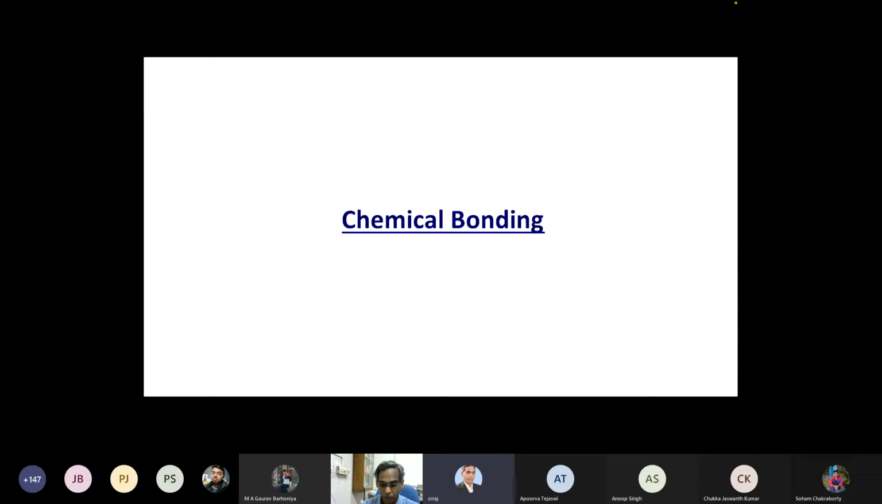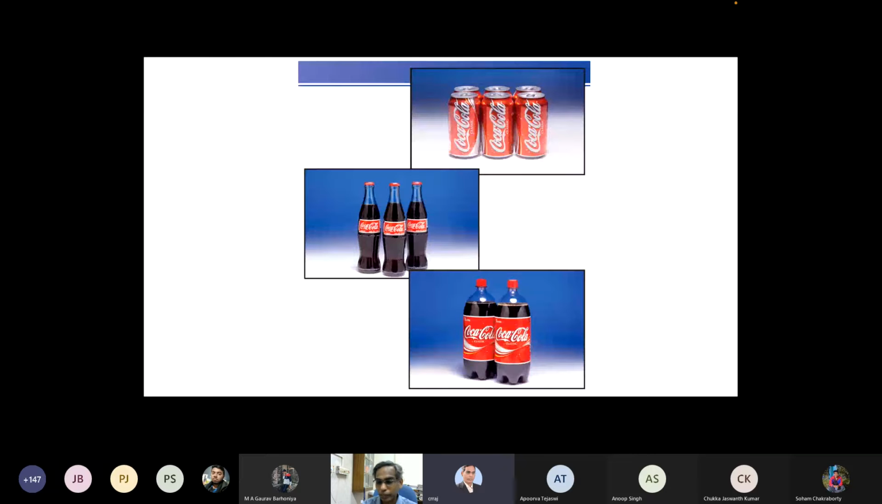Okay, so the chemical bonding. You can see here I have given three pictures. All three are basically a Coca-Cola bottle. Here you have a metal, the can, made of metal. Here you have silica. But here you have plastic, that is nothing but carbon. The basic application of all of these is holding the Coca-Cola, but the container is made up of three different materials.